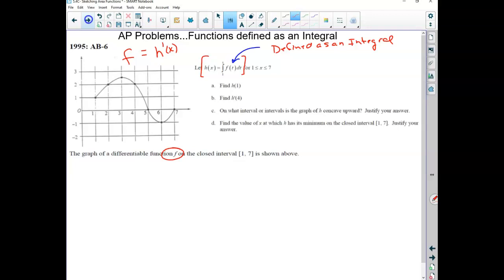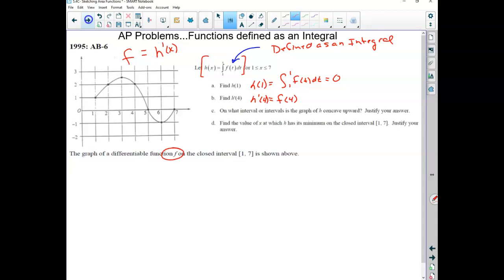So find h of 1. Well, that's a hard one. h of 1 is my integral from 1 to 1 of f of t dt. What's that? It's 0. What the heck is h prime of 4? I don't know. What is h prime of 4? Wouldn't h prime of 4 equal little f of 4?